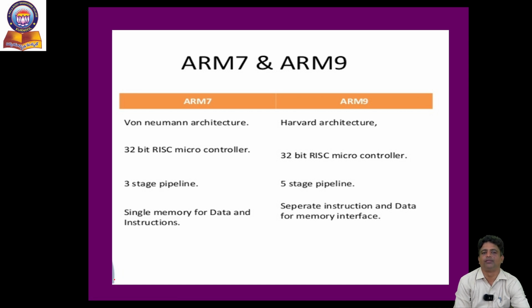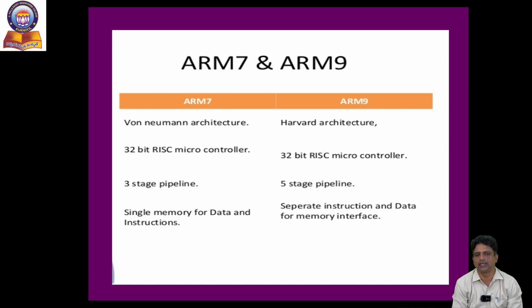So if we see a simple comparison, it's a slide that shows a very simplified comparison between one version of ARM and another version. There are a lot of similarities and a lot of differences between one version and another in depth. If I talk about similarities, both belong to the RISC family and both are of 32-bit size.